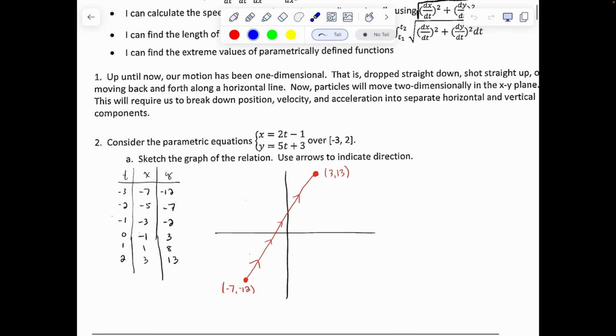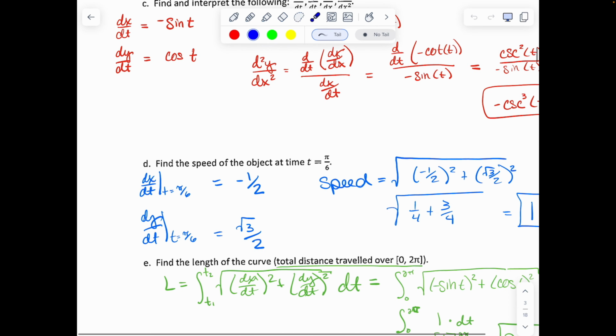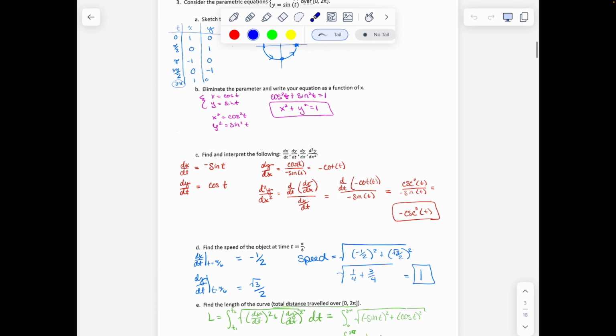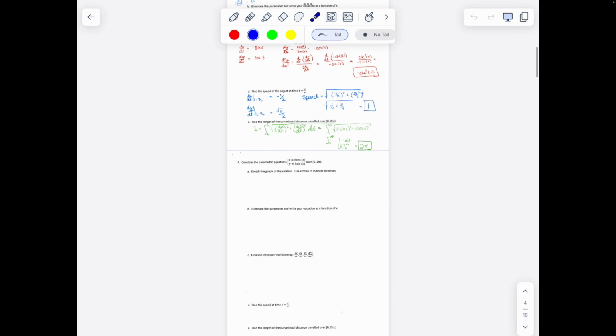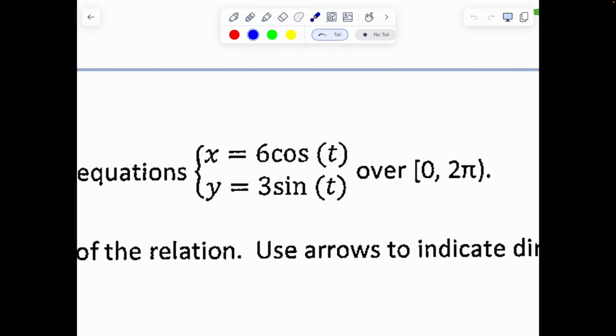So this was where we left off with parametric. Okay, so we had finished this circle one right here, and we were looking at this one right here. Before we even get started, do you know what shape that parametric equation is going to graph?